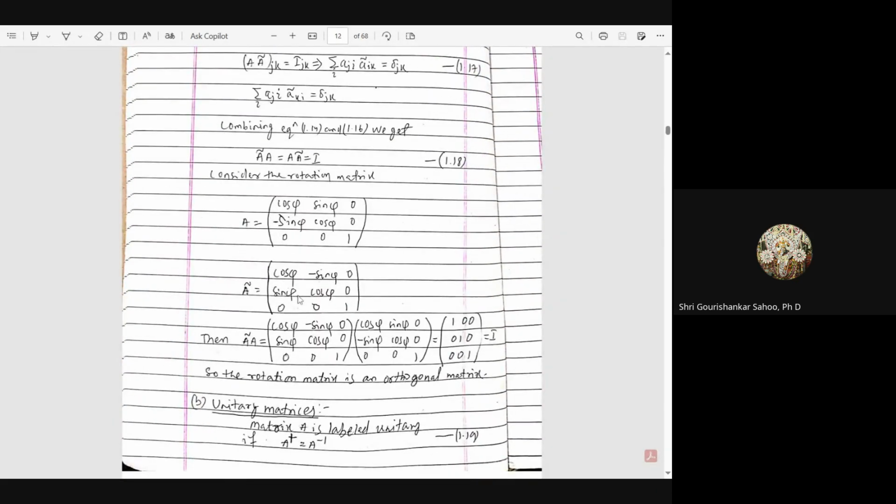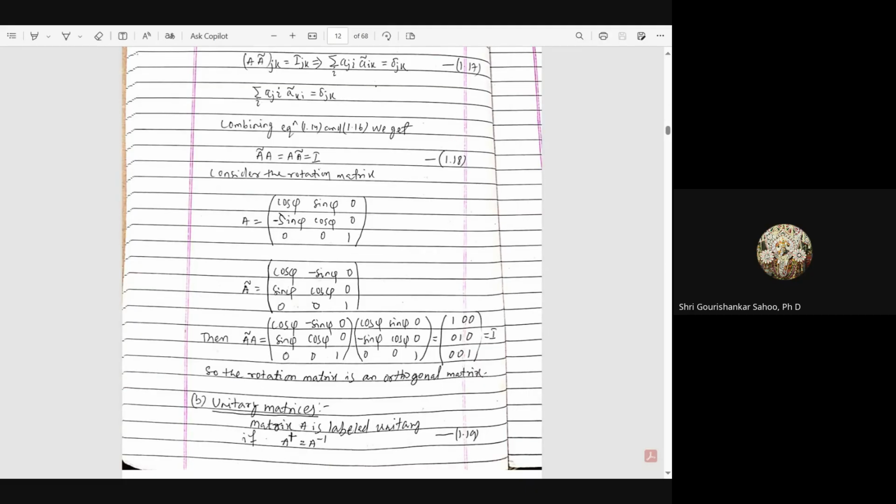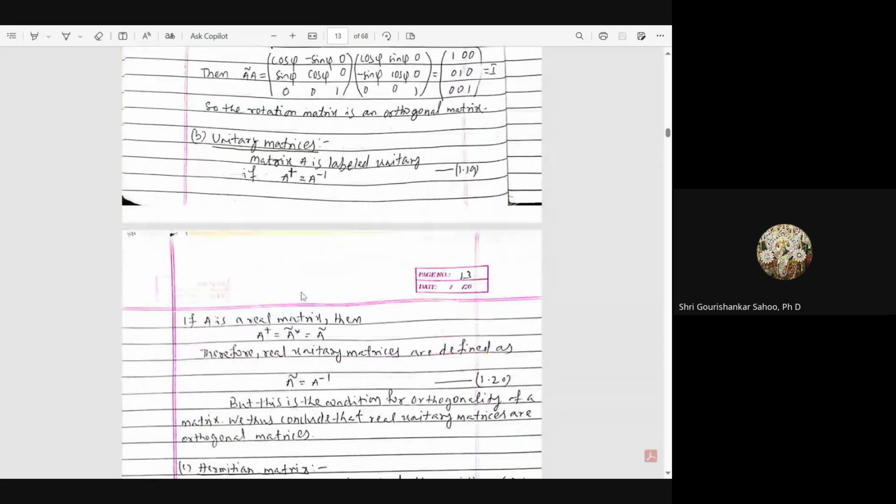So if you have a rotation matrix, A is equal to cos phi, sin phi, 0; minus sin phi, cos phi, 0; 0, 0, 1, then your A transpose is equal to cos phi, minus sin phi, 0; sin phi, cos phi, 0; 0, 0, 1. So A transpose multiplied by A will be I, as shown in the screen.